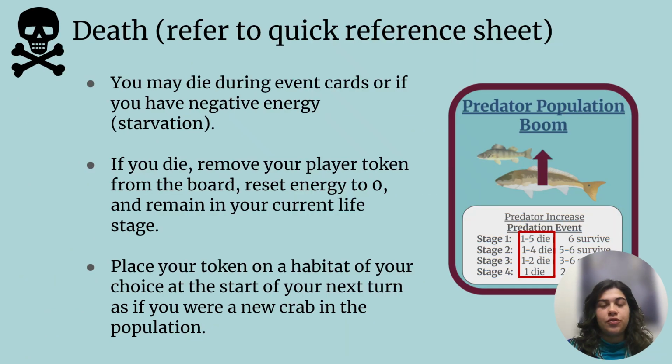Death can come from a variety of sources. In the event cards as either disease or predation, or you can run out of energy, which is essentially starvation, and students will mark this on their worksheets as they play. And if they die, they don't have to sit out for the rest of the game. They can just reset everything and become a new crab within the population.